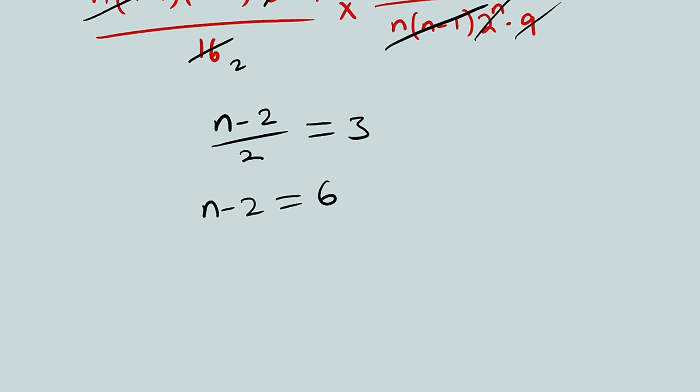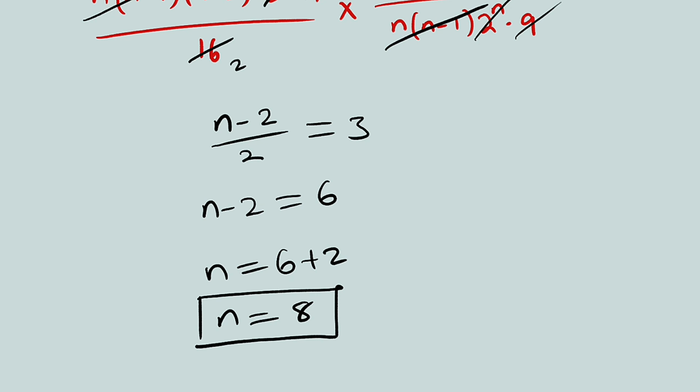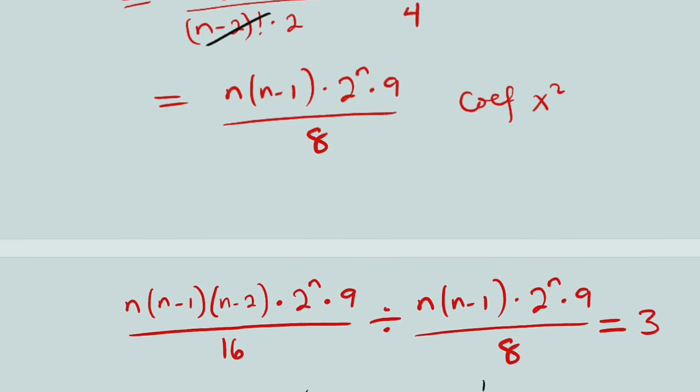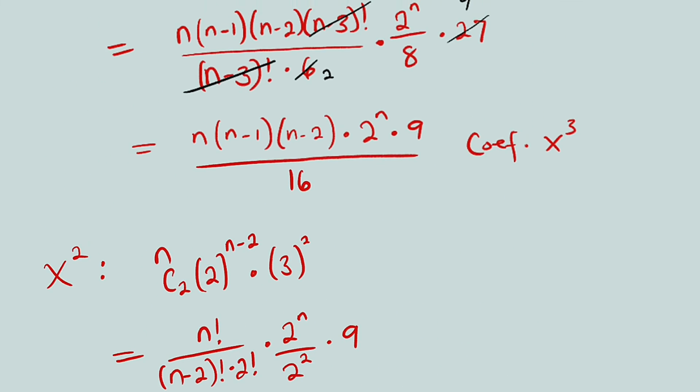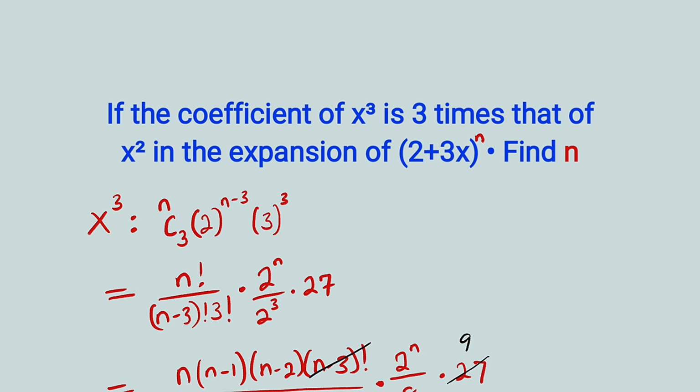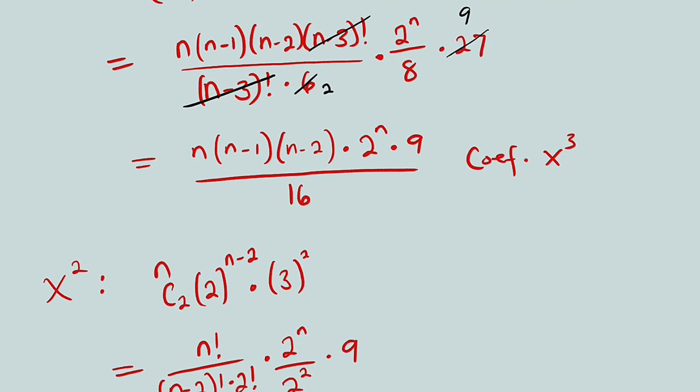Take negative 2 to the right. We have n equal to 6 plus 2. And finally, n is equal to 8. This implies that the power of this binomial is nothing but 8. n is equal to 8 in this expansion. And this is all I have for you today.